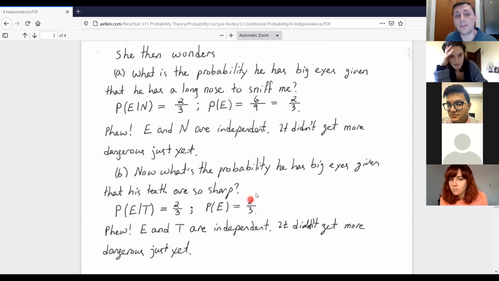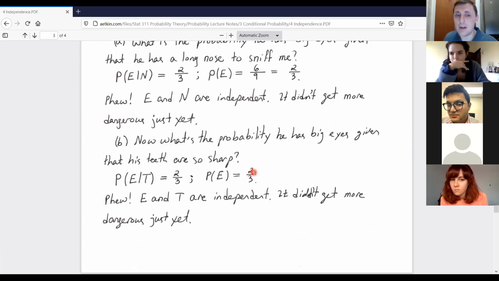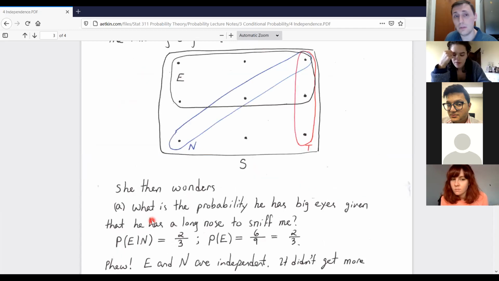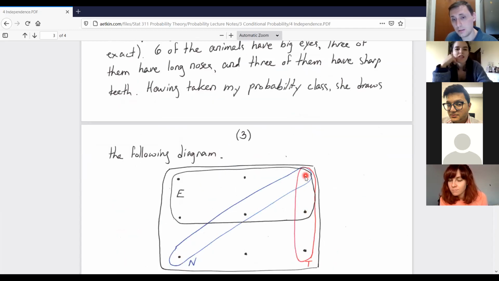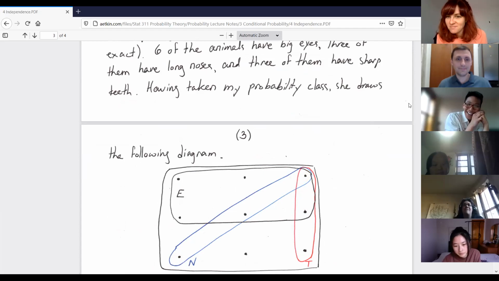Now let's consider the probability that he has big eyes, given that he has sharp teeth. So let's see here again, 2 out of 3. If he has sharp teeth, the probability he will also have big eyes is 2/3. Yes? Now, on the other hand, what's the probability that he has big eyes, given that he has a long nose and sharp teeth? Well, let's see. Long nose and sharp teeth, right? Here it is. The intersection is just 1 point. It's 1. You understand, guys? So now we know for certain that we have a wolf. Good? Clear? That's the mathematical summary of Little Red Riding Hood.